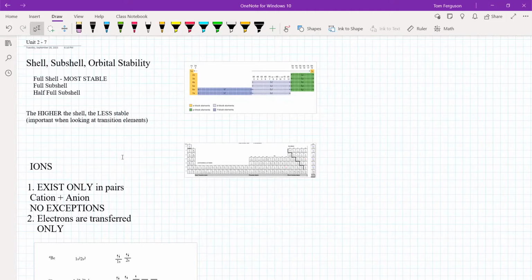On Monday, we were talking about configuration of electrons, and there were a number of parts to that. There's the shell, the subshell, the orbitals, and then the electrons and electron spin within those orbitals. Okay, so let's do a neutral one just to get us started here.